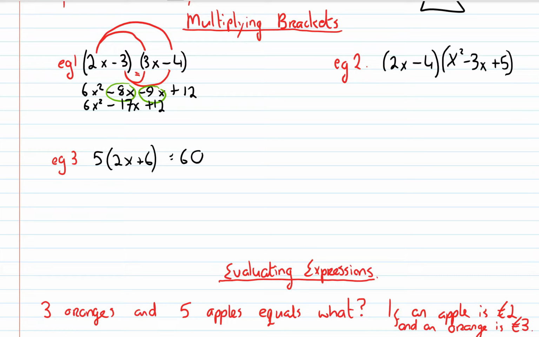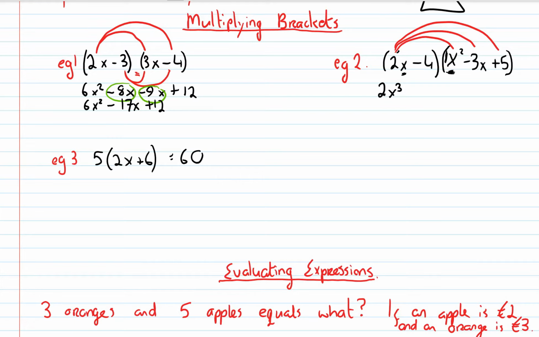Okay, on to example 2. Same again. First number by first, first by second, first by third. So 2x by x squared. Well, have a think now. There's an invisible 1 here. So 2 by 1, 2. x by x squared. Well, there's 2 x's here multiplied together, and there's an x here, so there's actually 3 of them being multiplied.